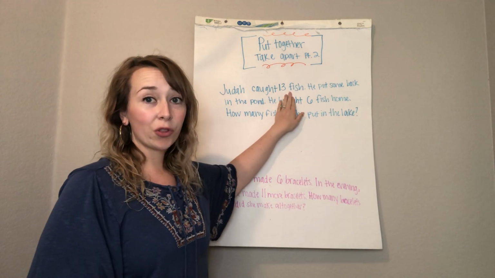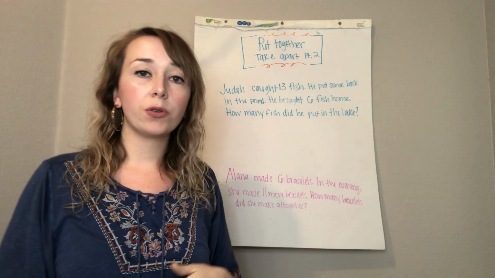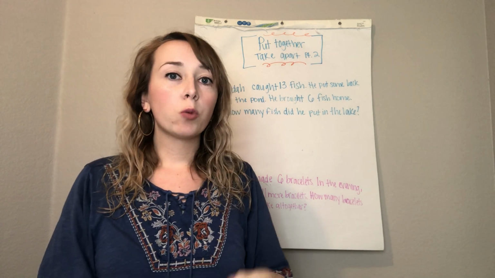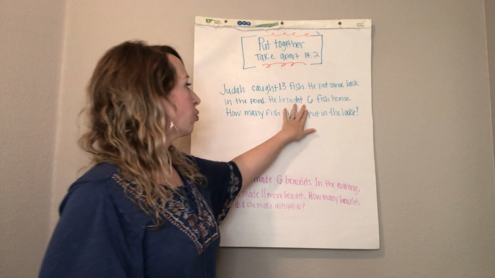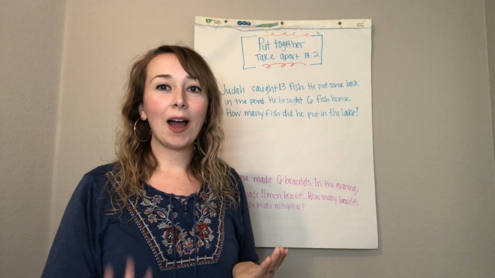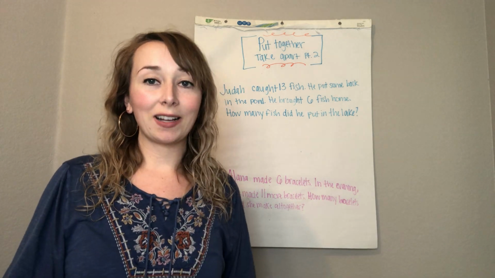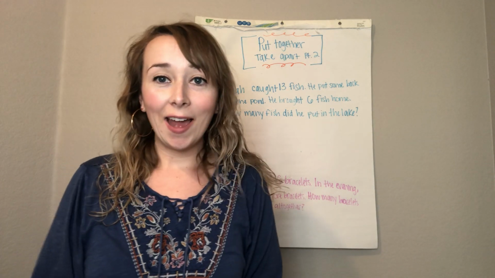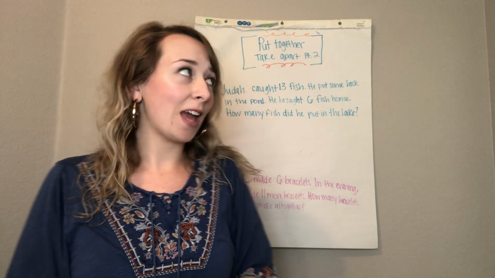Judah started with 13 fish, but he didn't bring all those 13 fish home. He only brought a portion of them home, which was 6. So we need to figure out how many fish returned back to the pond. So we're going to go ahead and solve this first one together.